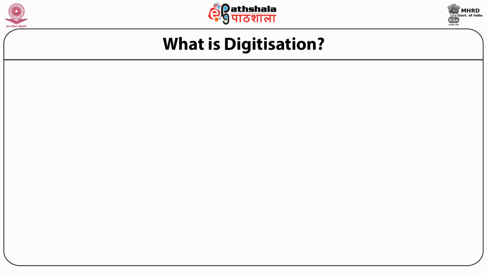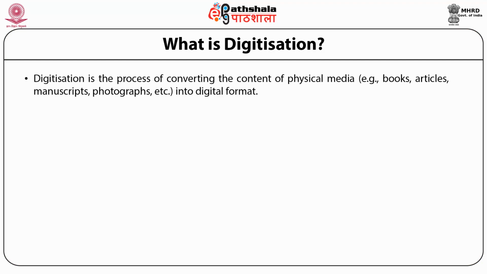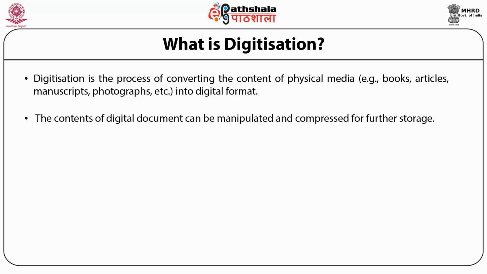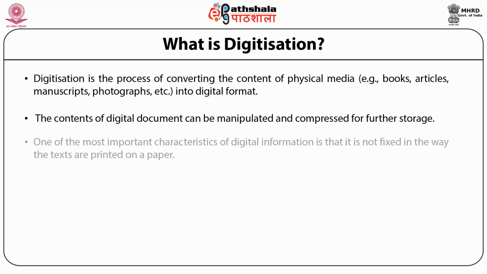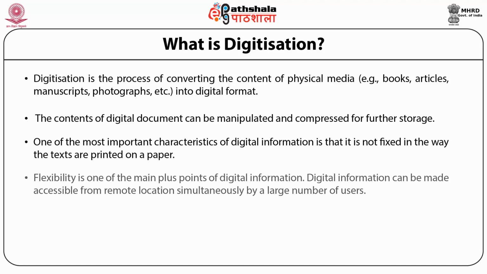So first of all, what is digitization? Digitization is the process of converting the content of physical media, for example, books, articles, manuscripts, photographs, etc., into digital format. The contents of a digital document can be manipulated and compressed for further storage. One of the most important characteristics of digital information is that it is not fixed in the way the texts are printed on paper. Flexibility is one of the main plus points of digital information. Digital information can be made accessible from remote locations simultaneously by a large number of users.